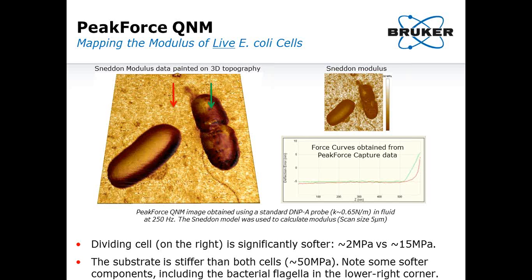At this point, the slope of the curve rapidly becomes much steeper as it's now representative of the higher modulus of the glass. As we don't see any change in the slope of the curve taken on the surface of the bacteria cell, we know that this modulus measurement is not influenced by the underlying glass substrate. One other thing to note is the presence of the flagella in the bottom right of the image. That was also detected in the modulus data channel.